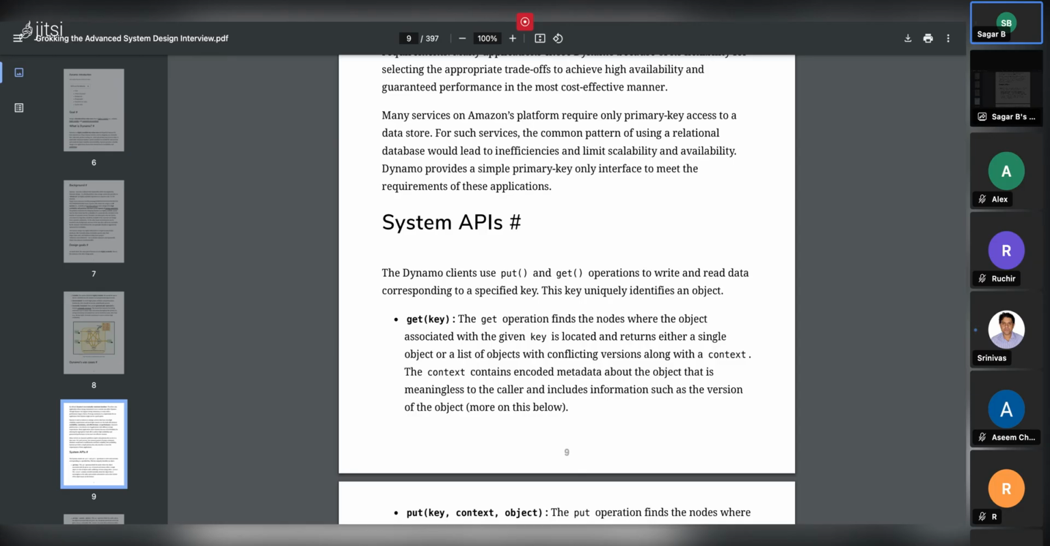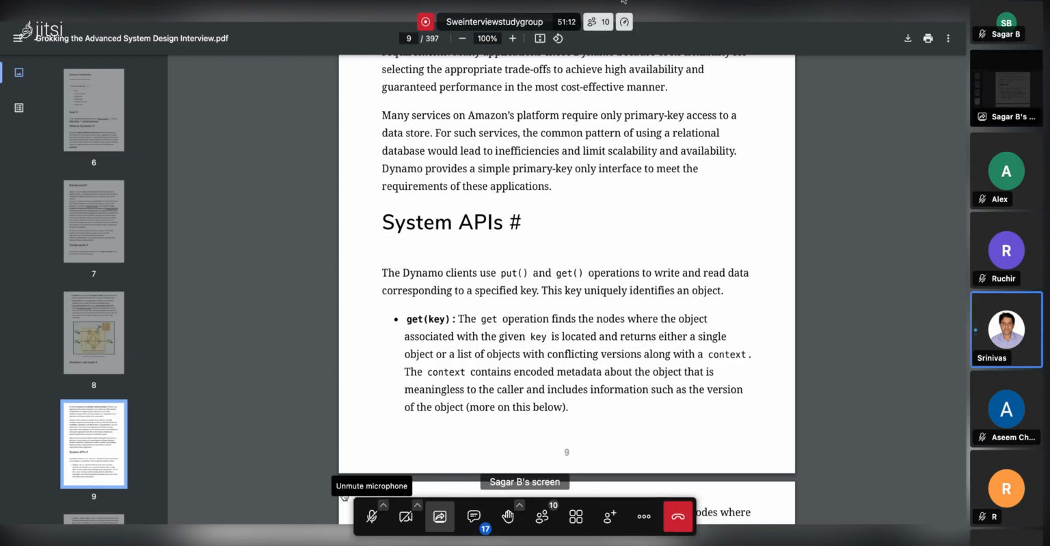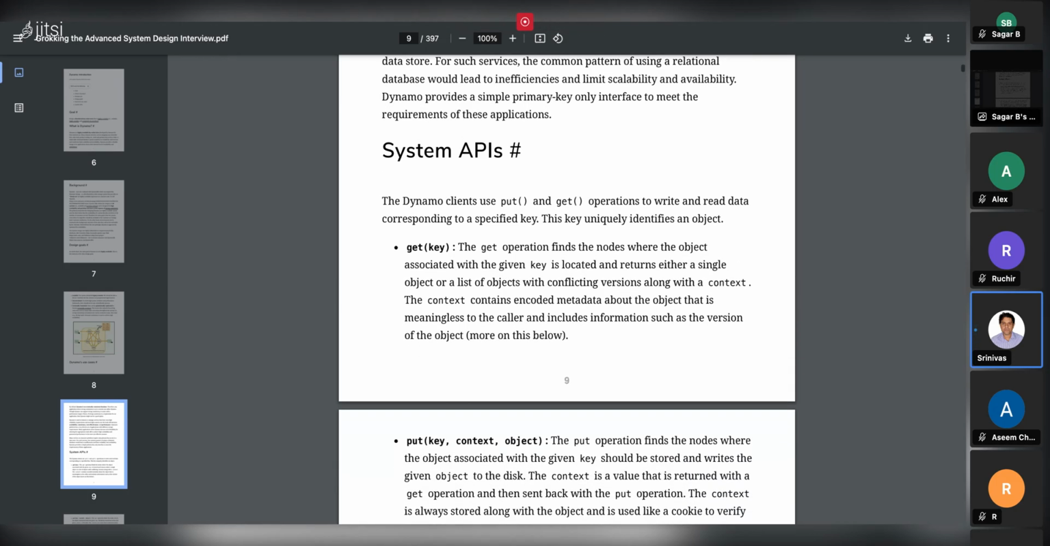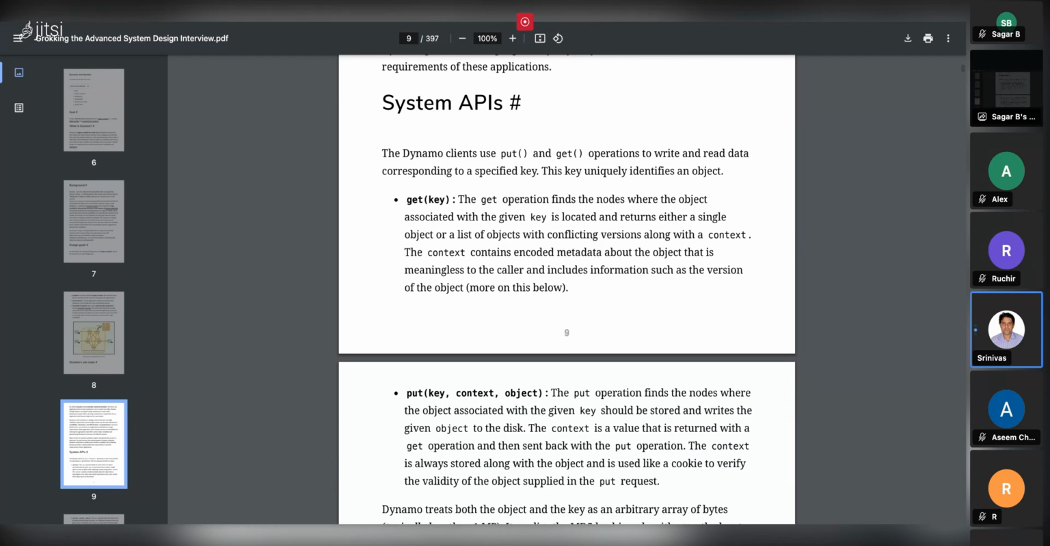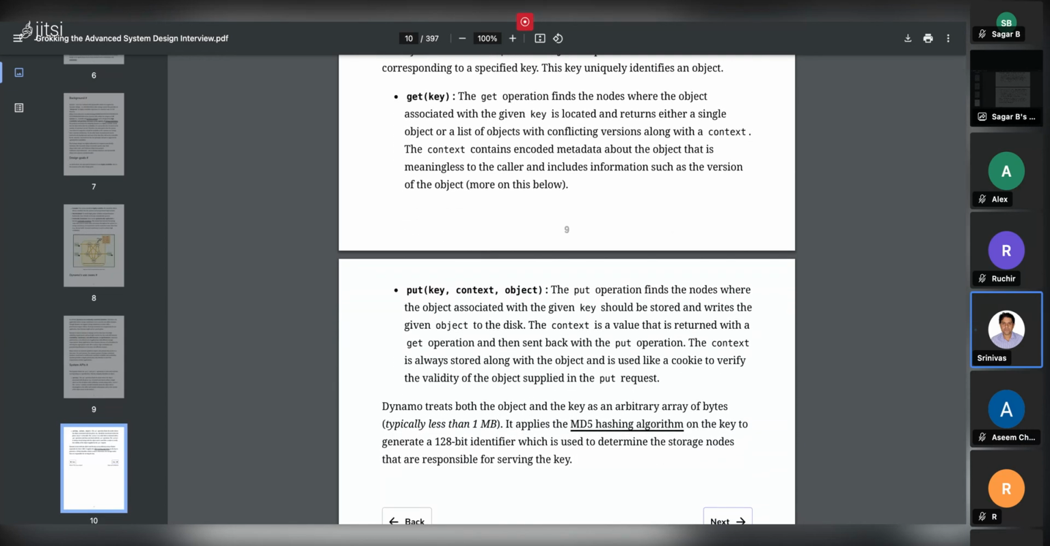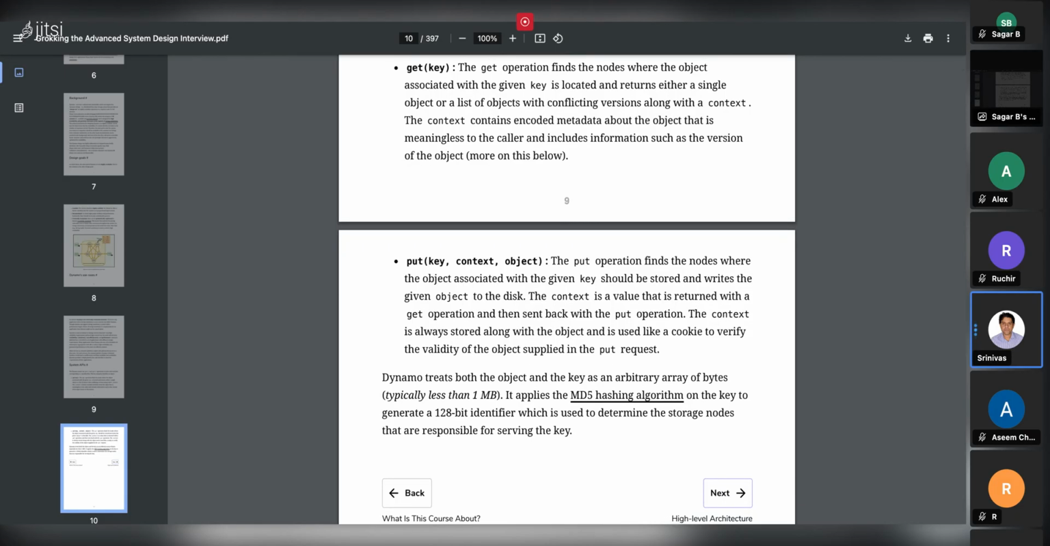System APIs. Any questions? Dynamo uses put and get operations to write and read corresponding to the specified key. The key uniquely identifies an object. The get operation finds a node where the object associated with the given key is located and returns either a single object or a list of objects with conflicting versions, along with the context. The context contains encoded metadata about the object that is meaningless to the caller and includes information such as the version of the object. The put operation finds the node where the object associated with a given key is located.